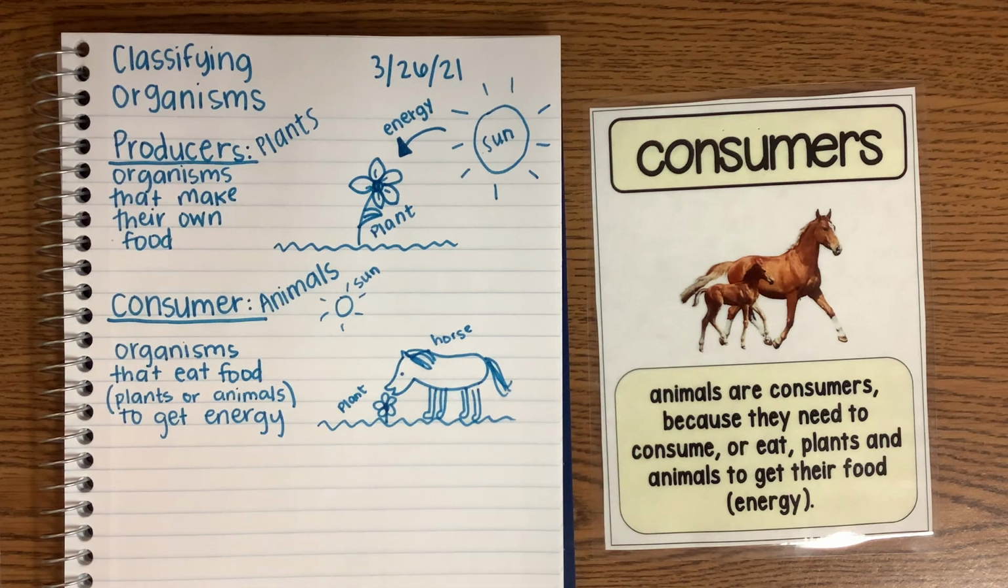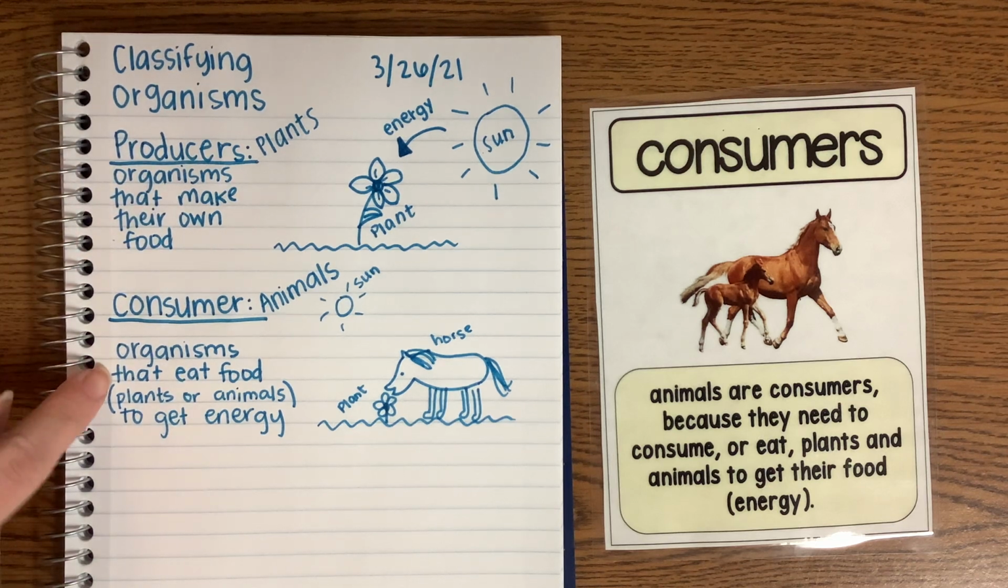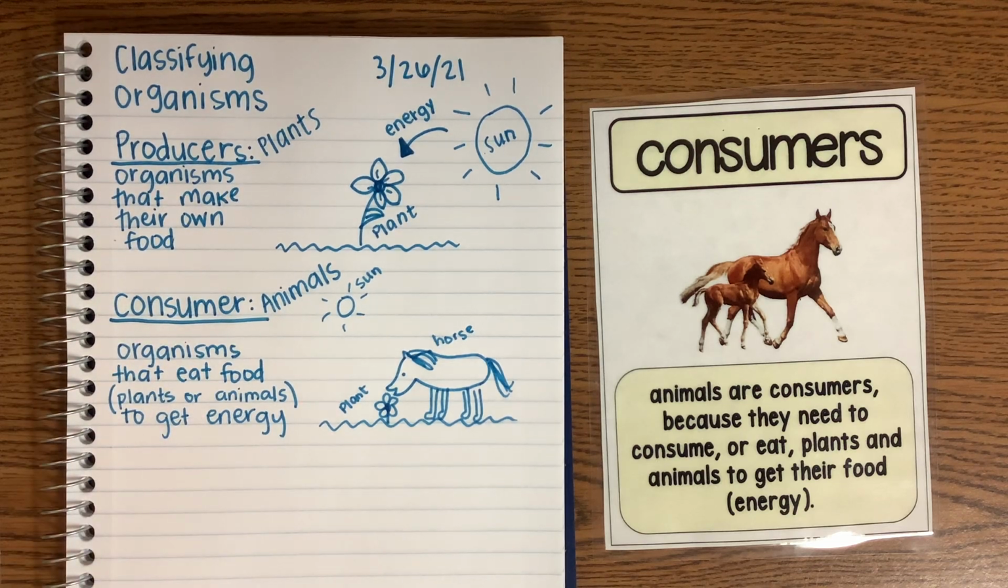We cannot make our own energy from the sun like producers can. Pause this video if you need to. So we have producers that make their own food or produce their own food. We have consumers that eat their food or consume their food to make energy.